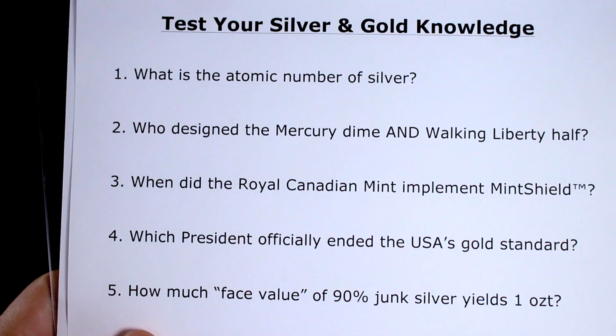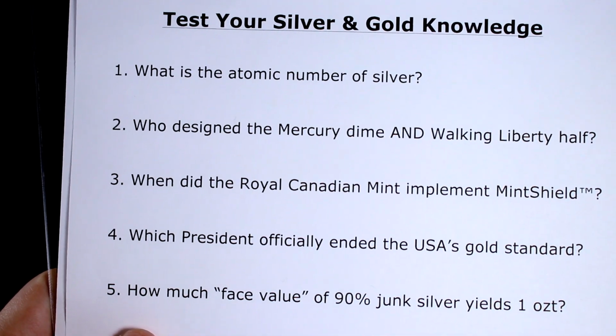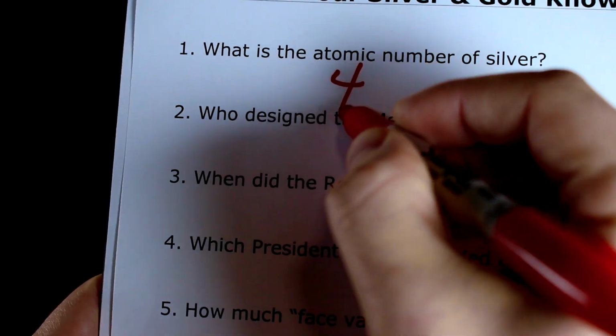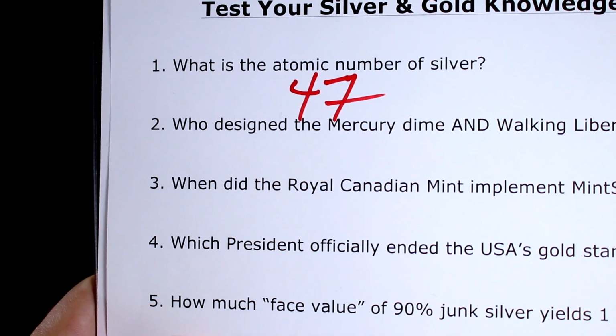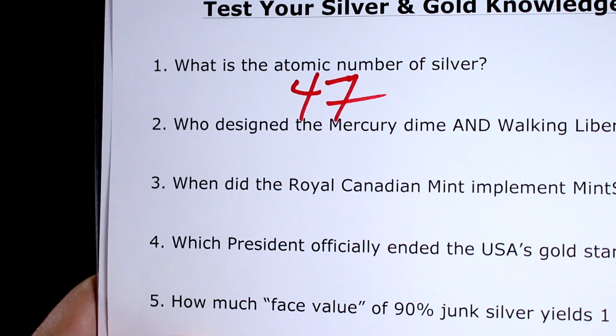First answer here, what is the atomic number of silver? The answer is 47 is the right answer. That's the chemical element number of silver, Ag.